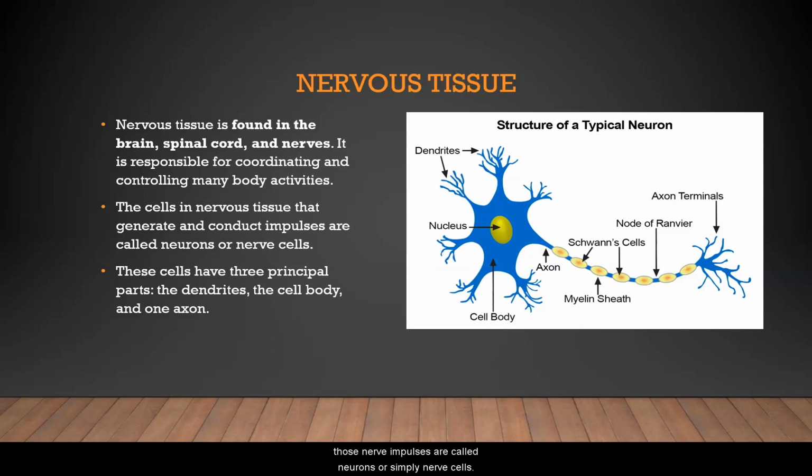simply nerve cells. And they have a very typical structure to them with 3 principal body parts: the dendrites here that receive signals, the cell body, and then the axon, which sort of acts as a wire that sends those signals down out through the axon terminals, potentially to another neuron or to some sort of effector.